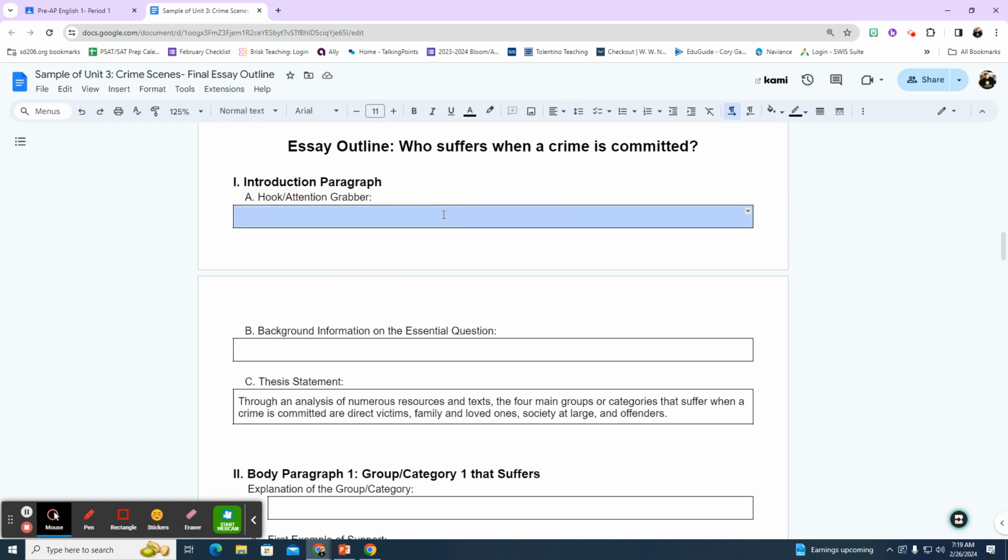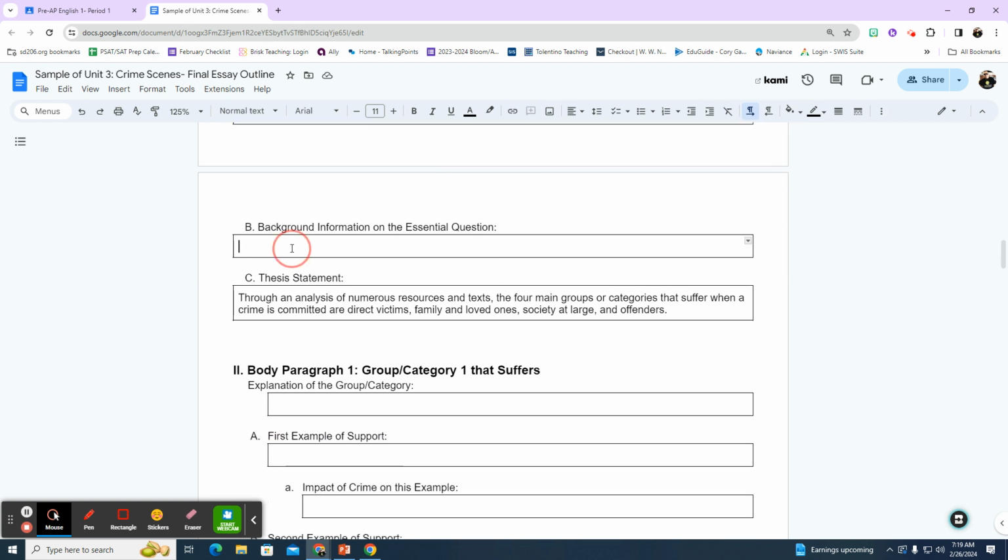So now that this box is completed, you're ready to move on to the third and final box, which is actually the middle one, and that's the background information on the essential question. This is where you basically set up your paper before you get into your thesis statement, telling your reader without talking directly to them what this paper is basically going to be focusing on. What is the essential question that this paper is going to be answering?